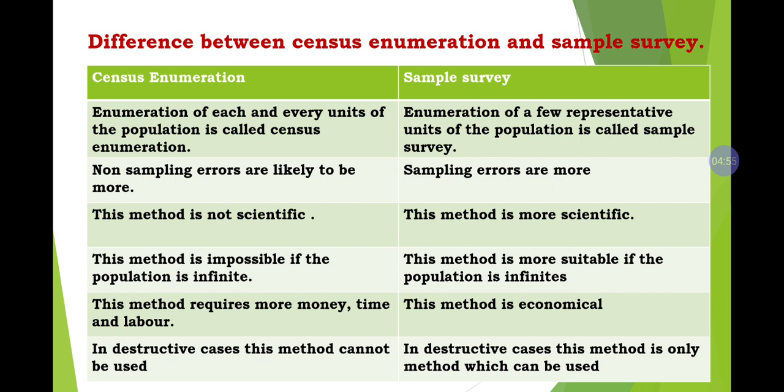Next, census enumeration is impossible if the population is infinite. Infinite means there is no proper count. If I take a street, that street has a starting point and an end point. But if I take the population of all India, where individuals can be surveyed, it is infinite. Where the population is huge, census enumeration is not possible. But the sample method is more suitable if the population is infinite.